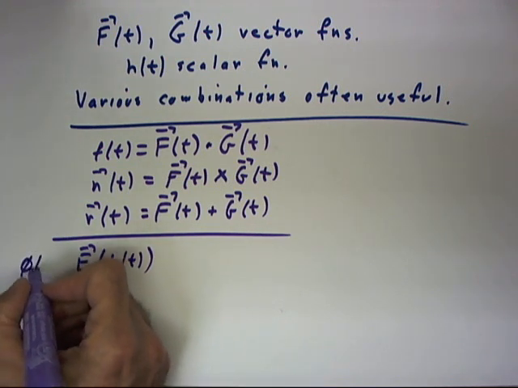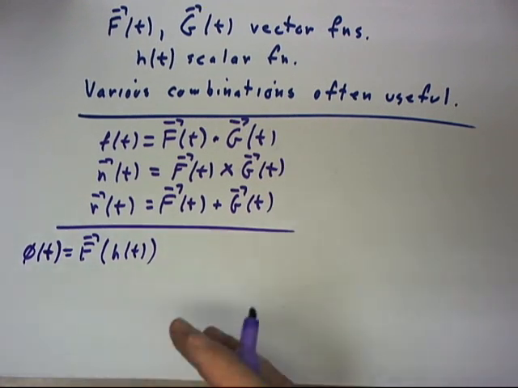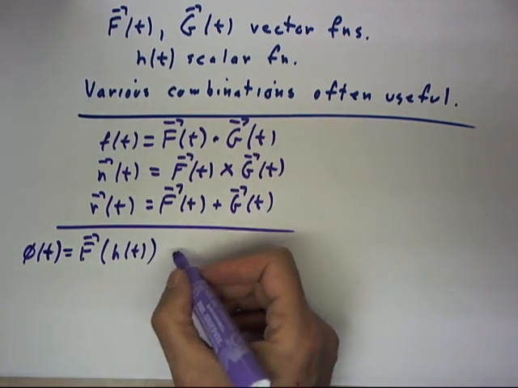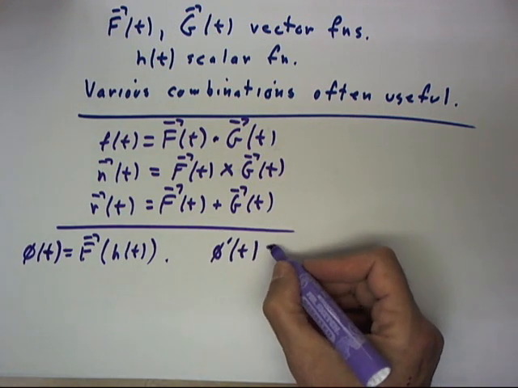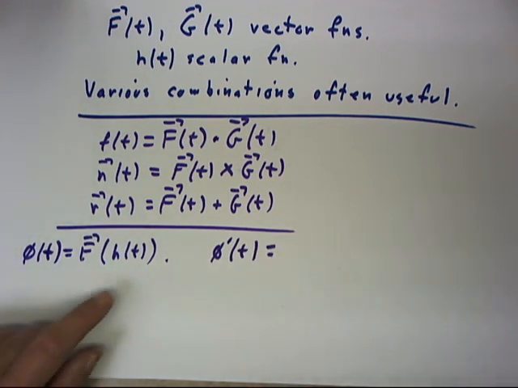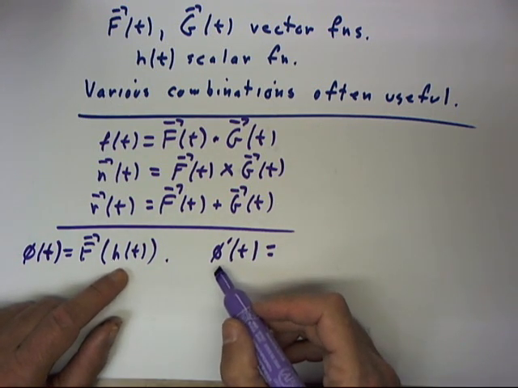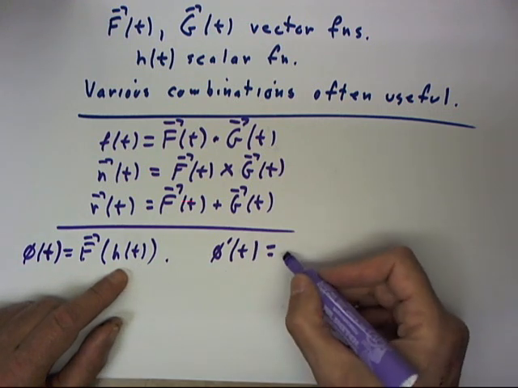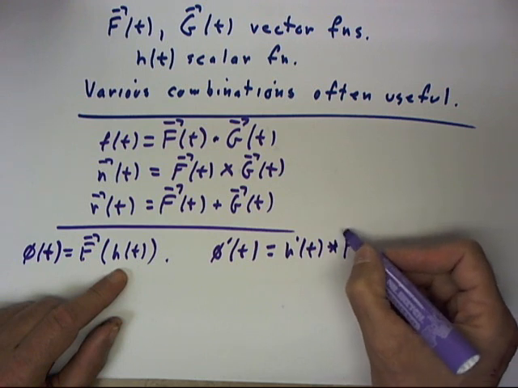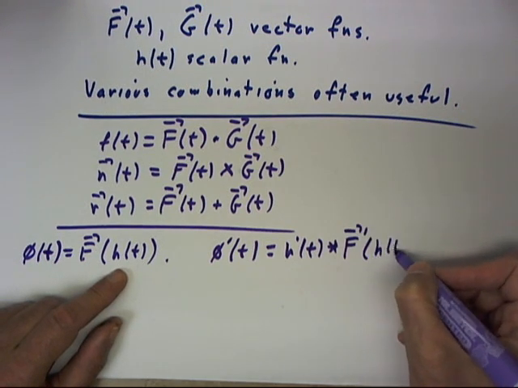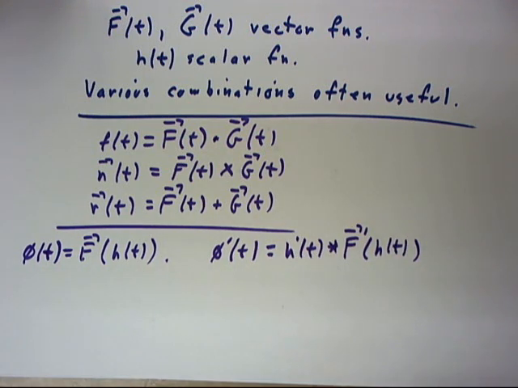Anyhow, okay, we could do f of h of t, and let's let that function be, what the heck, phi of t. Maybe not the best choice of symbol, but that's okay. Then phi prime of t is going to be just what we'd expect. And the reasons, again, are not difficult to understand, but we'll get into those later. It's just going to be h prime of t times f prime of h of t, just like the chain rule for functions of a single variable.